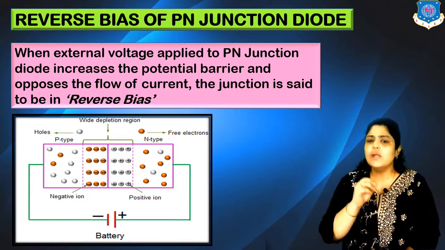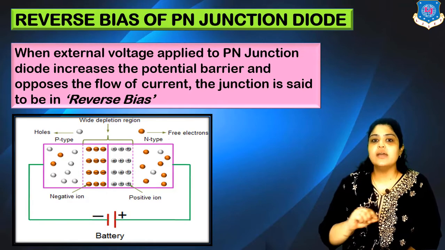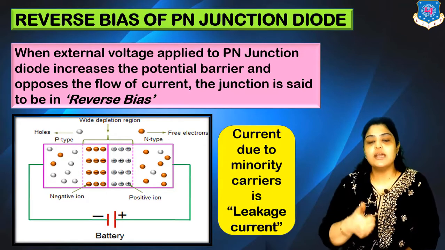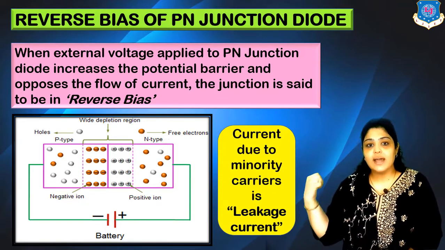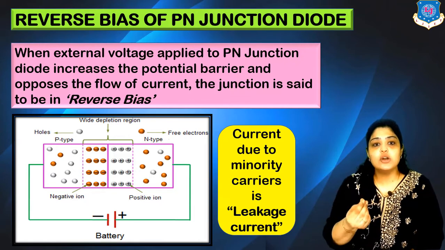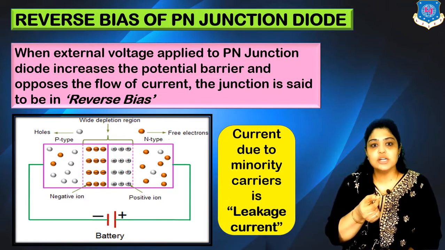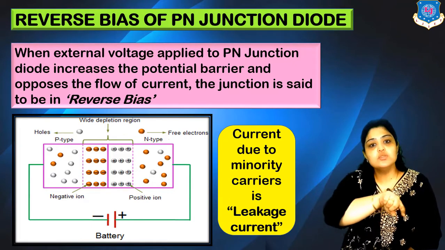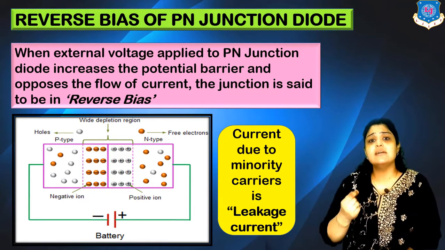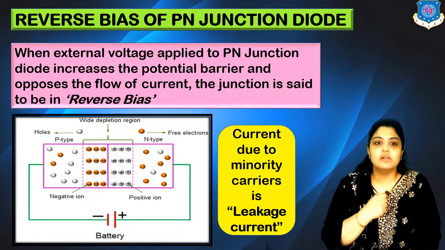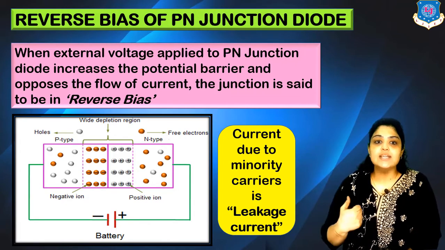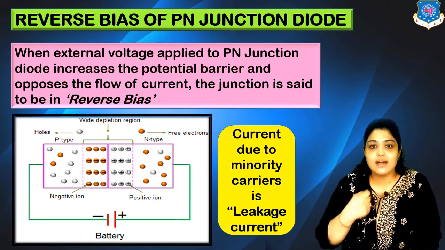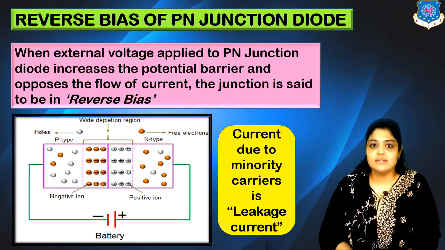But yes, you will get a very small amount of current in this case due to the minority carriers. Just look at the diagram. The N region represents 1 or 2 holes which will move towards the junction. Similarly, the P region represents 1 or 2 electrons which will move towards the junction. So you will get a current, but that is negligible. And this current is known as the leakage current, or I would say it is known as the current due to the minority charge carriers.